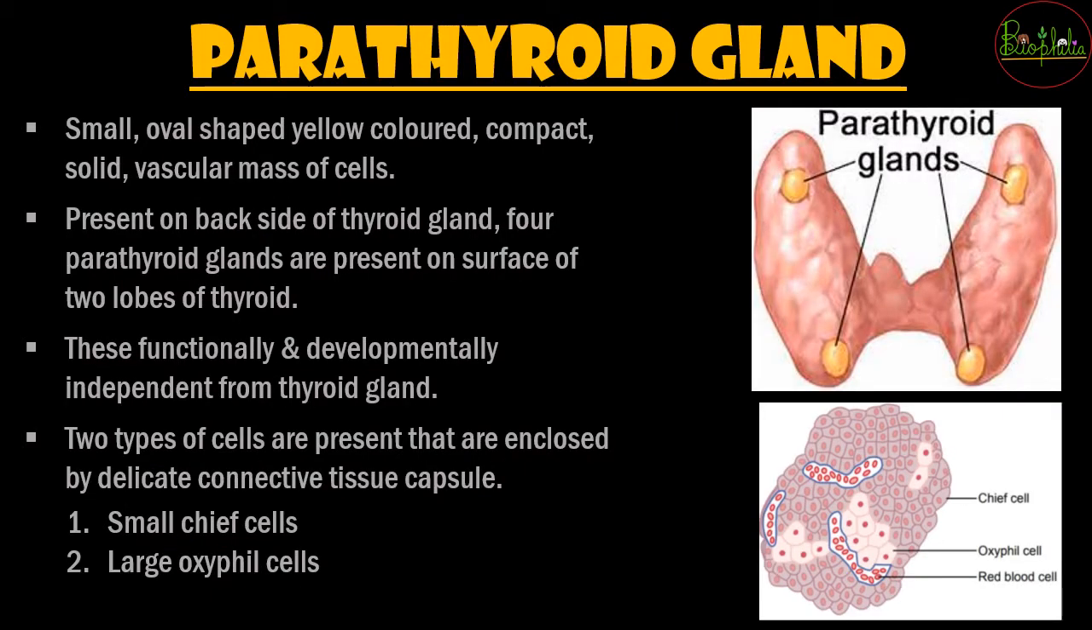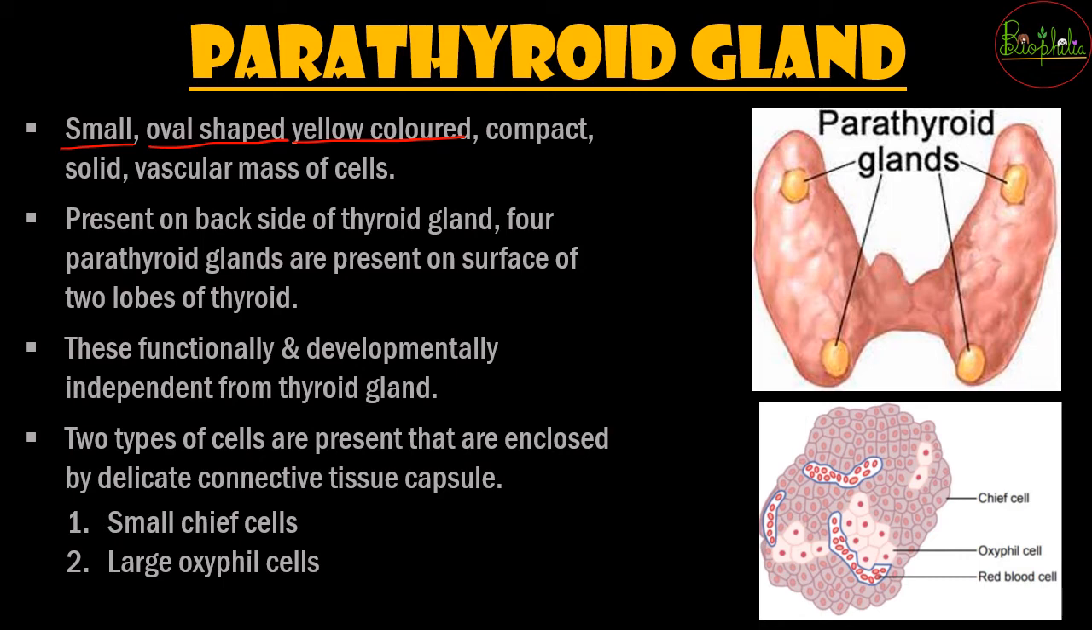The next gland we are going to understand is a parathyroid gland. Parathyroid gland is very near to thyroid gland. So parathyroid gland होता कैसा है? It is going to be a small oval shaped yellow colored organ, and it is going to be compactly solid vascular mass of cells. और इसकी लोकेशन क्या होगी? It is going to be at the back side of the thyroid gland.